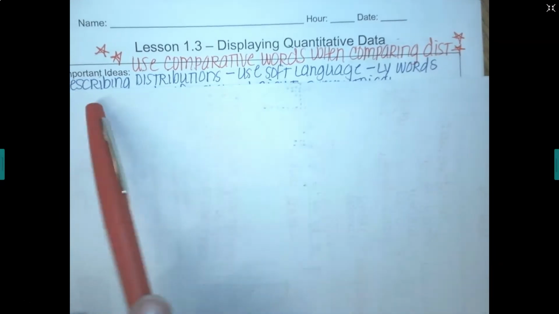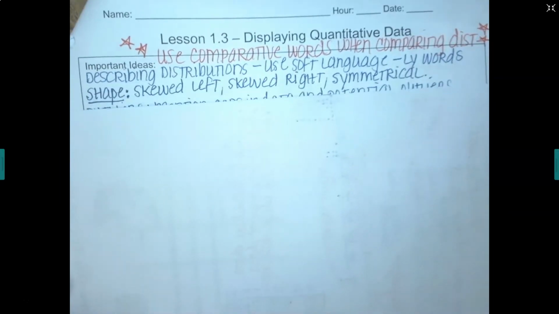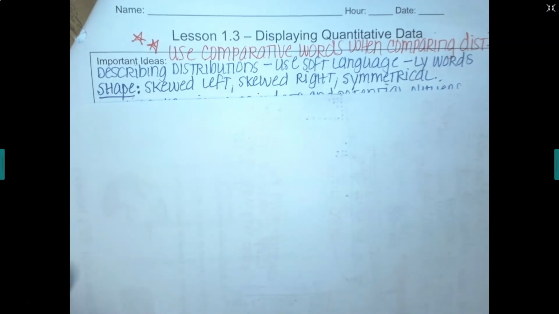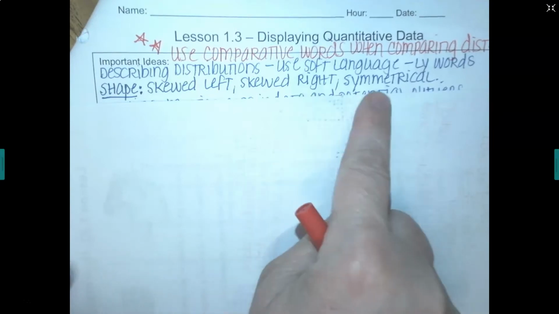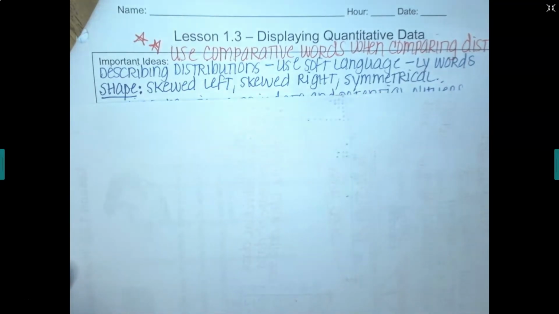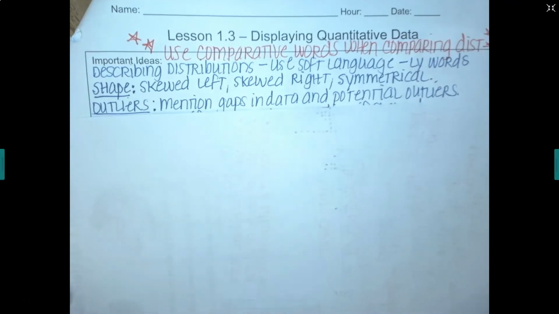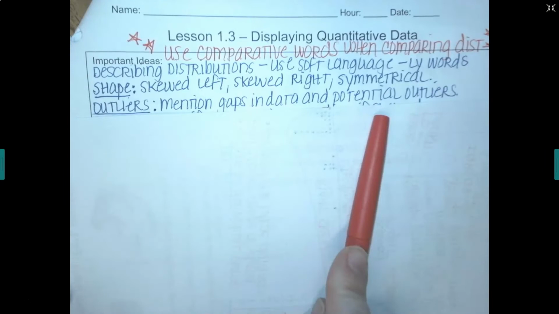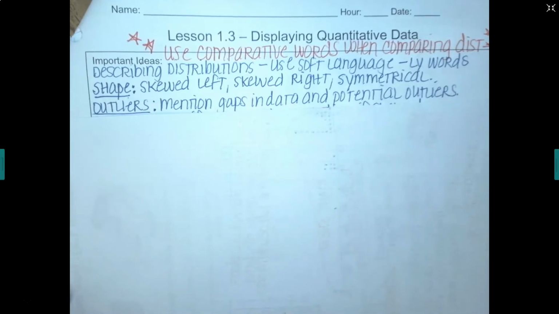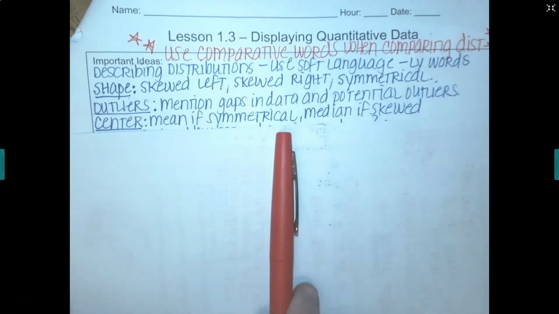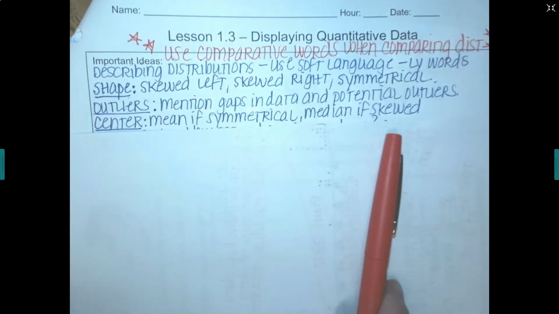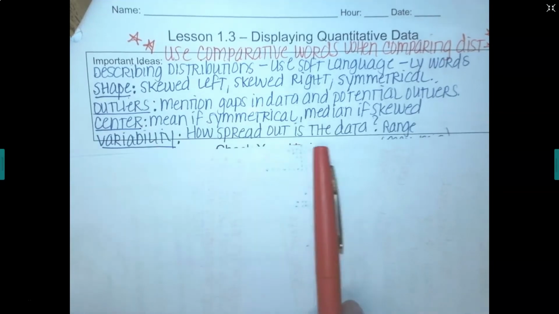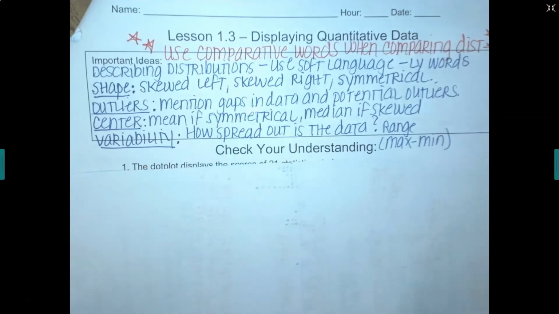When we're describing our distributions, you want to use your soft language, like those LY words. If we're talking about shape, we really only have 3 shapes that we're focusing on: skewed left, skewed right, or symmetrical. For outliers, include mentioning any gaps in the data and potential outliers. Then we have our center: use the mean if your data is symmetrical, median if it's skewed. And then our variability, how spread out is your data? Right now we did range, which is your max minus your min, but there are other ways that we'll be learning along the way also.